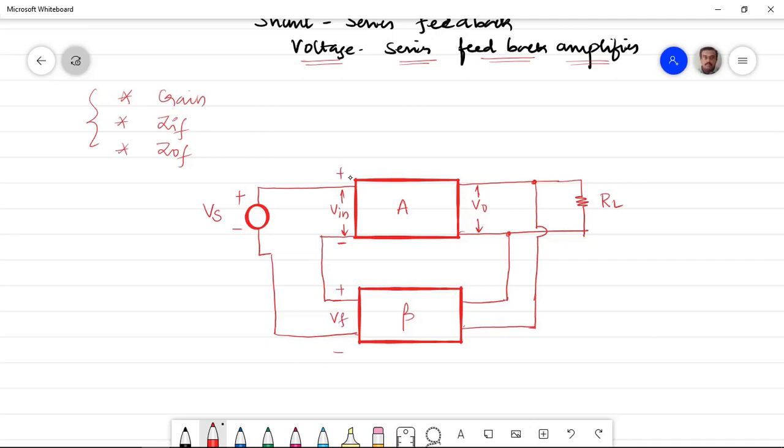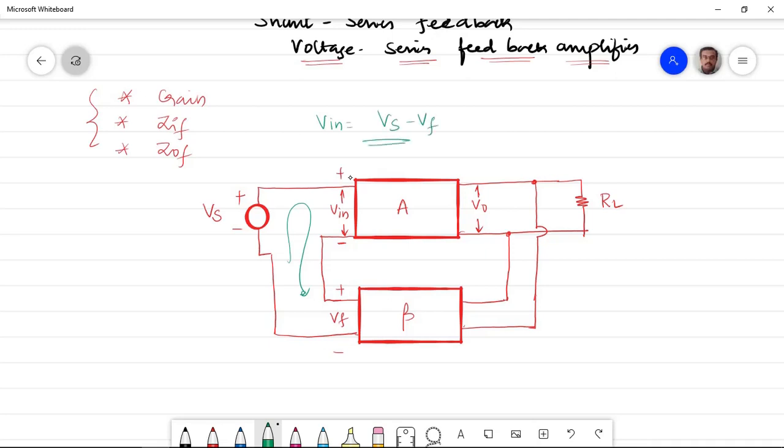Okay, so look at the polarities that I have written here. Now we should have a confirmation that this feedback is really providing a negative feedback or not. For that, we just try to apply KVL to this loop and see what equation I get for Vin. Remember, we should get Vin as what? It should be Vs minus Vf.